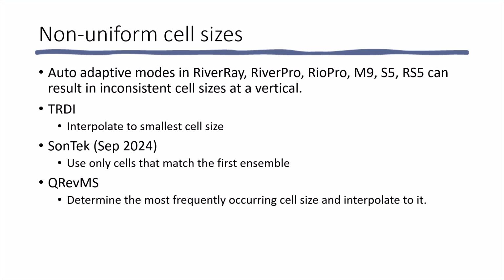Although the ADCP should be held in a relatively fixed position, and the depth and velocity should be consistent, small changes in location and turbulence may cause the auto-adaptive modes found in the River Ray, River Pro, Rio Pro, M9, S5, and RS5 to change water modes, which may result in inconsistent cell size at a vertical. Currently, the manufacturers in QRev handle this situation differently.